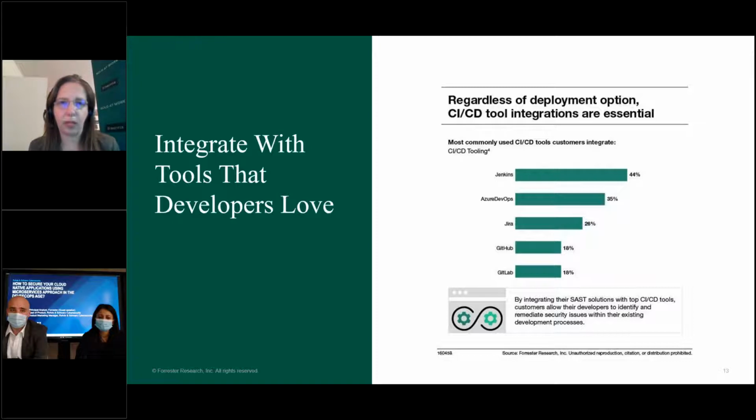We're seeing a lot of that integration. Regardless of how these are deployed, security tools, whether it's in the cloud, whether it's on-prem, the need to integrate with the developer's environment, with the CI/CD pipeline is becoming more and more important. You can see 44% of the customer references we spoke to are integrating with Jenkins, 35% with Azure DevOps. And the reason that they're doing so is it allows developers to address security in their existing tooling, in their own environment, and not have to leave that environment, go to some other set of tools to address security. They can build it in.